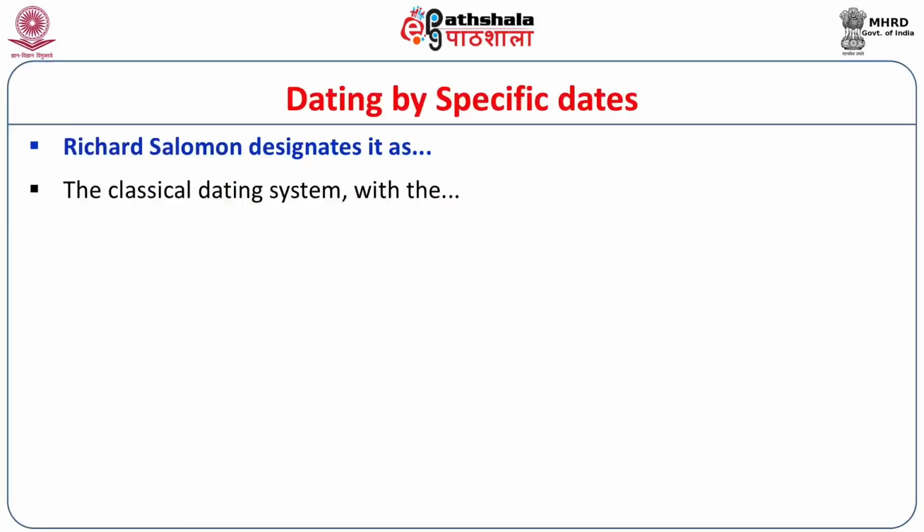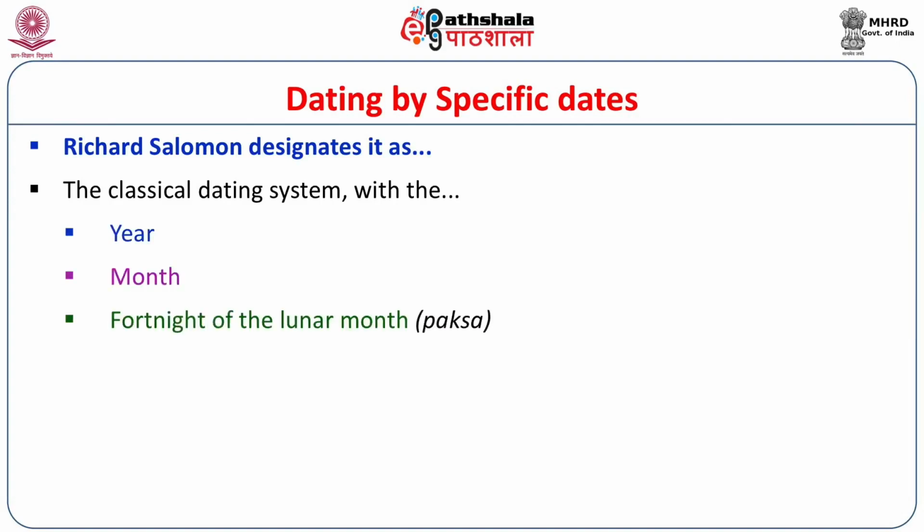Therefore, the latest occurrence of this type of recording in terms of the year of the ruling king continues till the early medieval period. Richard Salomon suggests that the classical method of dating the epigraphs was the recording of the era, the month, the fortnight of the lunar month.